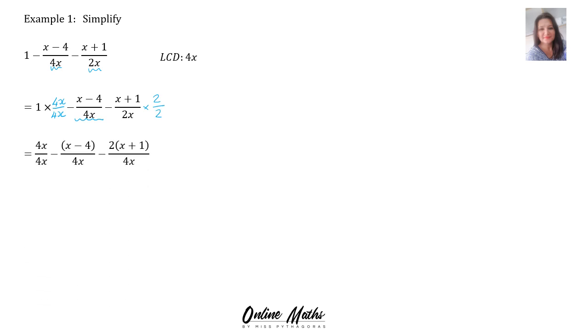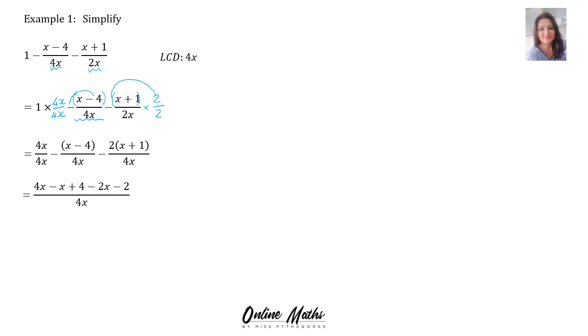Then, in your next step, 1 times 4x is 4x, and then I add brackets around the x minus 4 since I'm going to multiply in the minus in the next step. And on the last term, you take the 2 to the front and also add brackets.